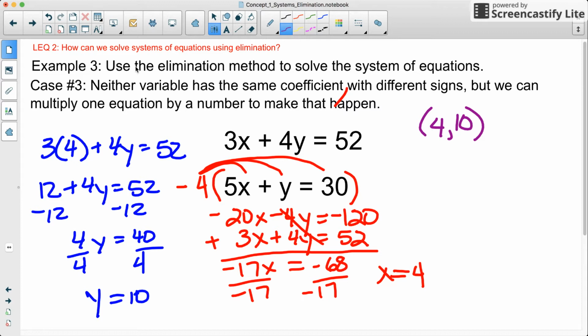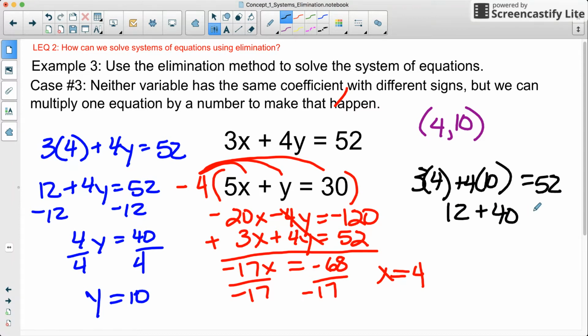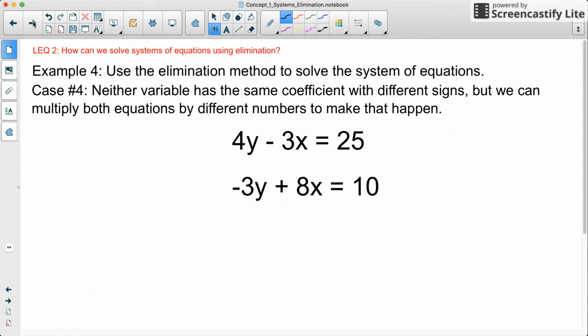Last thing I want to do is choose one of the equations and check. So I'm going to do 3 times 4 plus 4 times 10 equals 52. 3 times 4 is 12. 4 times 10 is 40. And 12 plus 40 is 52. So this does check. All right, last example.